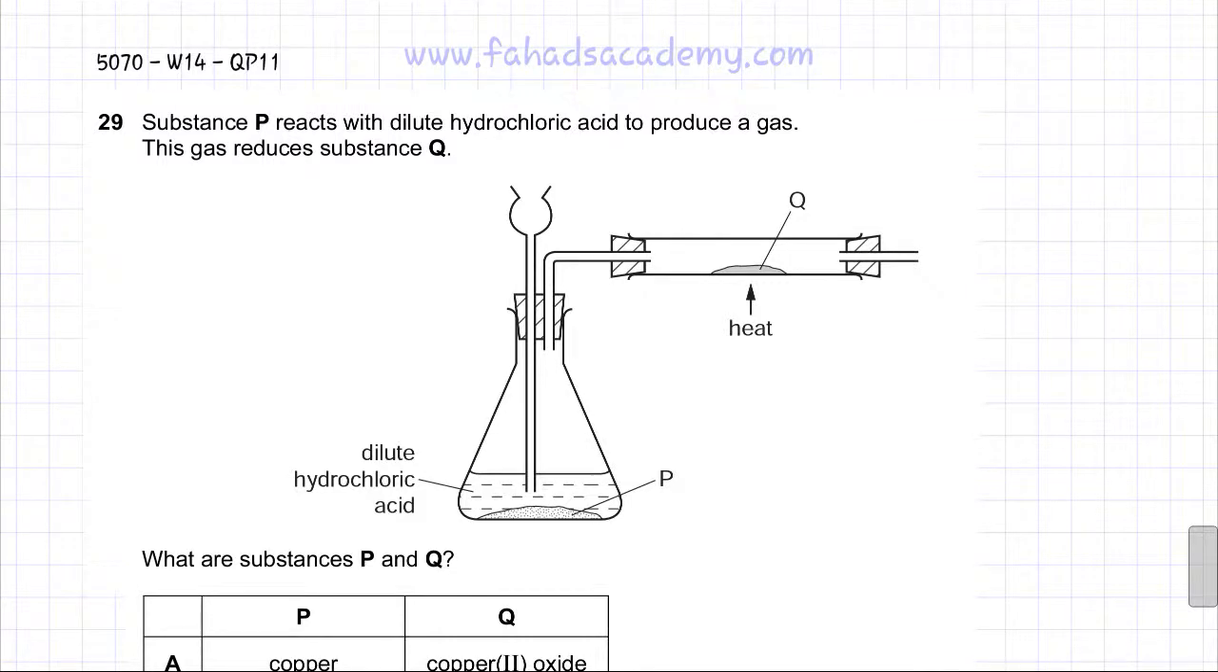In the following question, the question states that substance P reacts with dilute hydrochloric acid to produce a gas. So this is P over here, and remember it is reacting with hydrochloric acid, which is an acid. Remember there are just a few substances that react with acids to produce a gas.